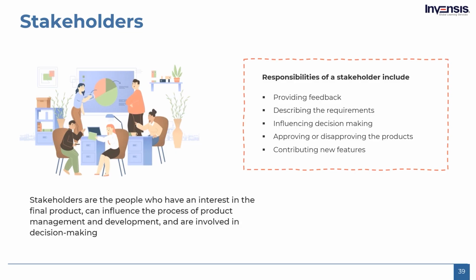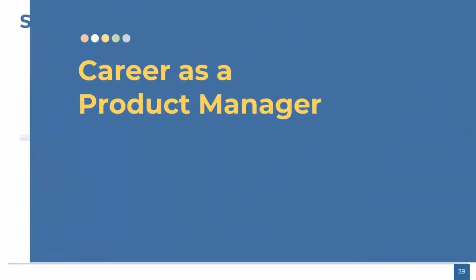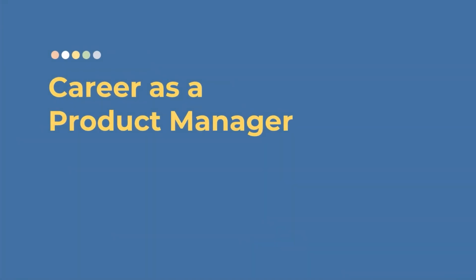All these stakeholders influence the final outcome of the product development, and product managers have to communicate and work with all of them. This process is called stakeholder management. We will talk about other related roles when discussing the career path.